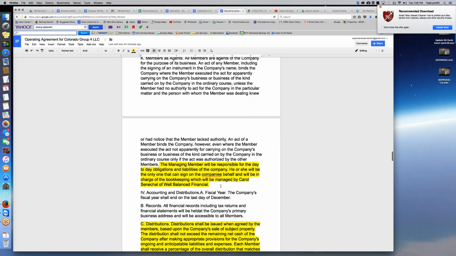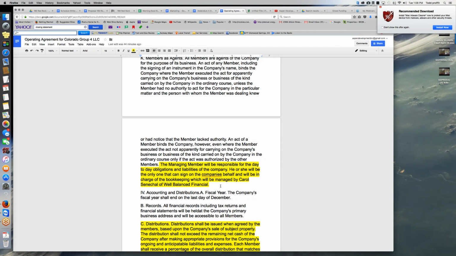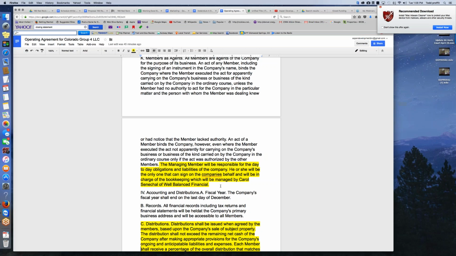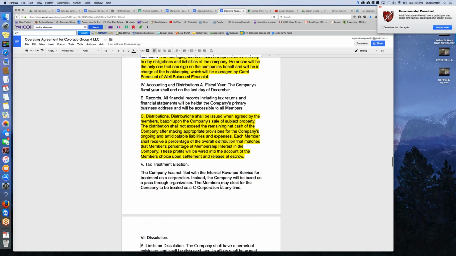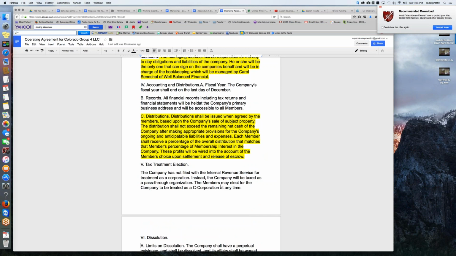And then, of course, Carol Seneschal, she's my executive agent. She's with Well Balanced Financial, and she's been working with all of these different limited liability companies to maintain their integrity through taxes, etc. And then this is the most important part, ladies and gentlemen.